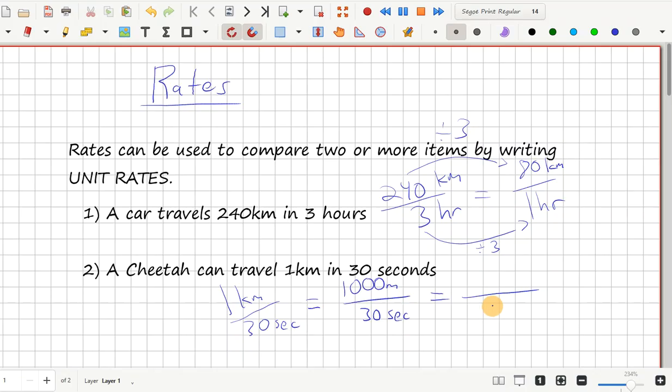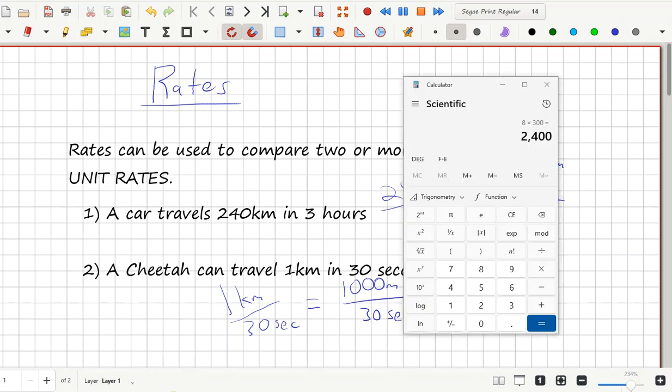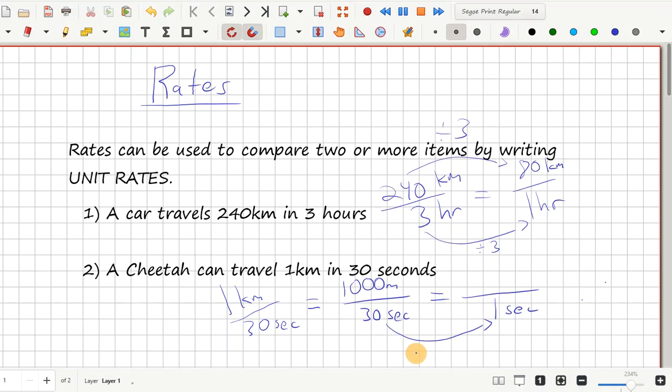So what am I going to do? I want 1 second on the bottom. So I take 1,000 and I divide by 30 because I divide both by 30. I divided that one by 30, and I take the 1,000 and divide it by 30. And I get about 33.3 repeating meters per second, which is really fast. So 33 meters in 1 second is really, really fast. So that's how to write unit ratios, or unit rates, I mean.